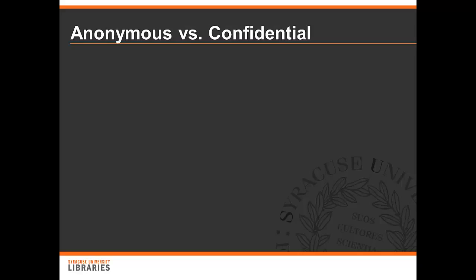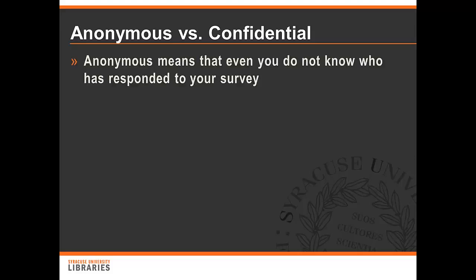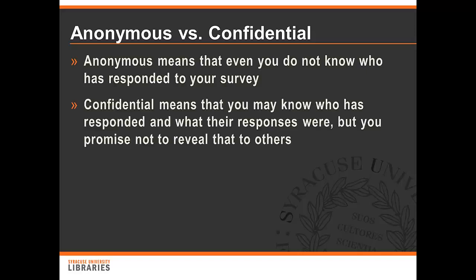First, let's discuss the difference between anonymous and confidential. Anonymous means that even you do not know who has responded to your survey. Even if you have sent your survey to specific people, there is no information contained in the data that could uniquely identify that person. Confidential, on the other hand, means that you may know who has responded and what the responses were, but you promise not to reveal that to anybody else.